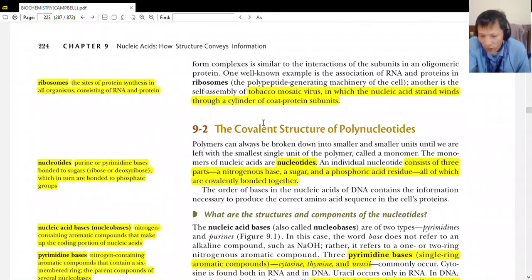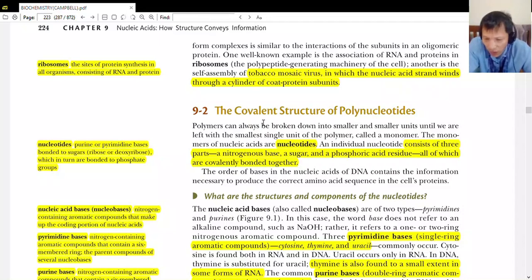And then you have nucleotides. So nucleotides are purine or pyrimidine bases. Again, if you look at the organic makeup of purine and pyrimidine, they are somewhat similar. So nucleotides are the purine or pyrimidine bases, either purine or pyrimidine bonded to sugars. Sugars, we've already talked about sugars. Usually the sugars that we're talking about are the simpler ones, the ribose and the deoxyribose. We can see more of that in the following pages, which in turn are bonded to phosphate groups.